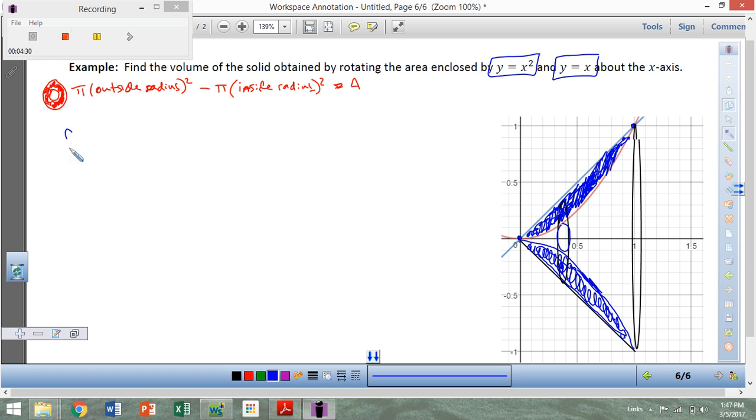So when we set up the integral, again, we're going to think about which way we are slicing this. We're slicing it vertically, which means we're going to stack them from 0 to 1.